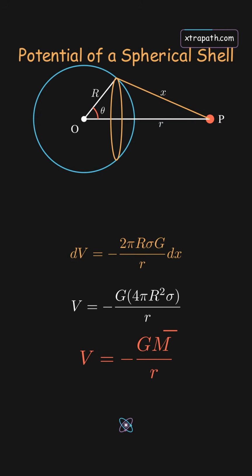The result? The potential outside the shell is exactly the same as if all its mass were concentrated at the center.